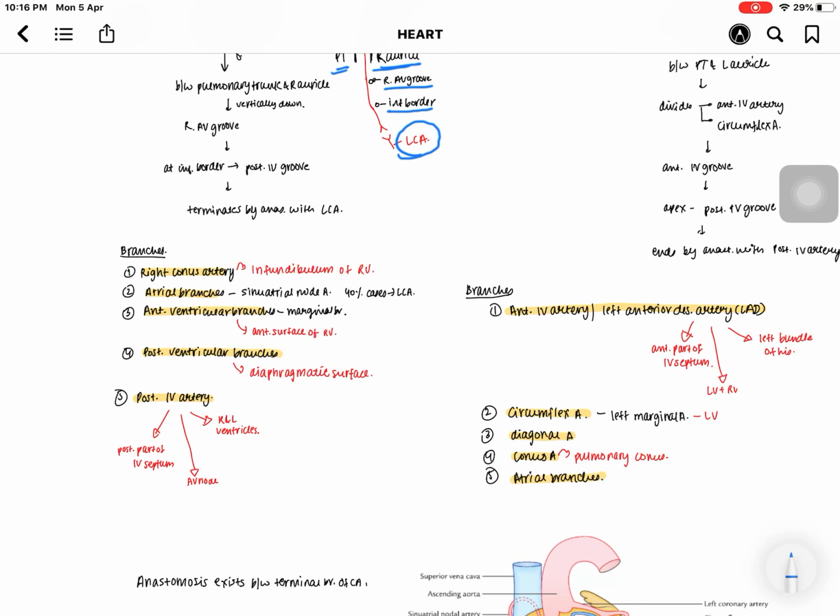The branches of the right coronary artery are the right conus artery, which supplies the infundibulum of the right ventricle, atrial branches, anterior ventricular branches, posterior ventricular branches, and the posterior interventricular artery, which supplies the posterior part of the interventricular septum, AV node, and right and left ventricles.